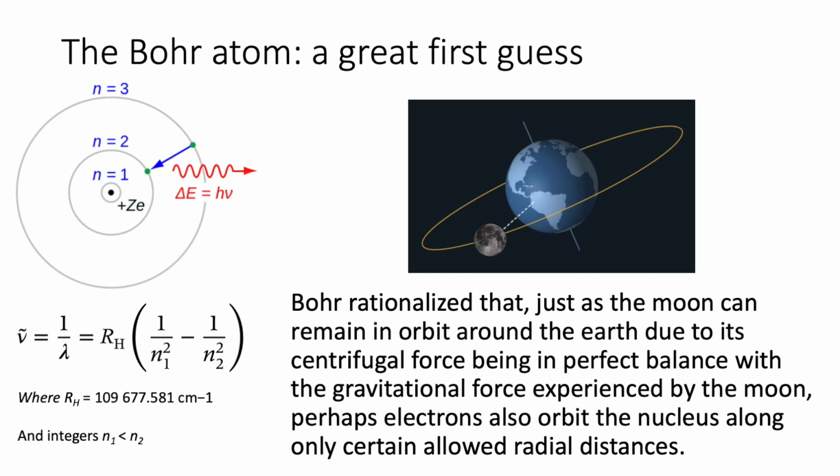Then Bohr made a really great first guess at trying to figure this out, and it ended up being not quite right, but it was such a good guess, it was worth a Nobel Prize, well deserved. Bohr rationalized this. He thought, okay, just as the moon can remain in orbit around the Earth due to its centrifugal force being in perfect balance with the gravitational force experienced by the moon, perhaps electrons also orbit the nucleus along only certain allowed radial distances. So this was the thinking.